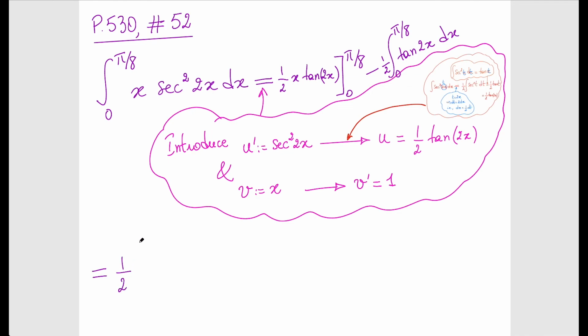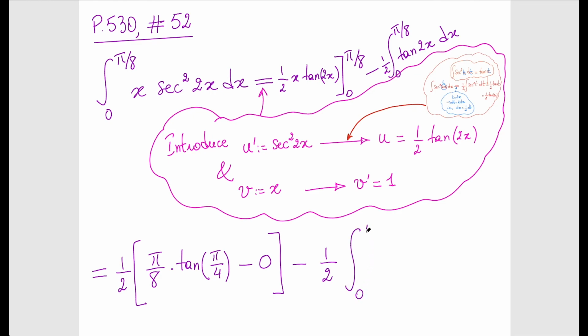So half x, now at the upper bound, is going to be pi over 8 times tangent of 2 times x at the upper bound, so 2 times pi over 8, so pi over 4, right? Minus, at the lower bound, we evaluate this, it's going to be 0 times tangent of 0. Tangent of 0 is 0, so 0 times 0 is 0. You get this. Minus half times the definite integral between 0 and pi over 8 of tangent 2x dx.